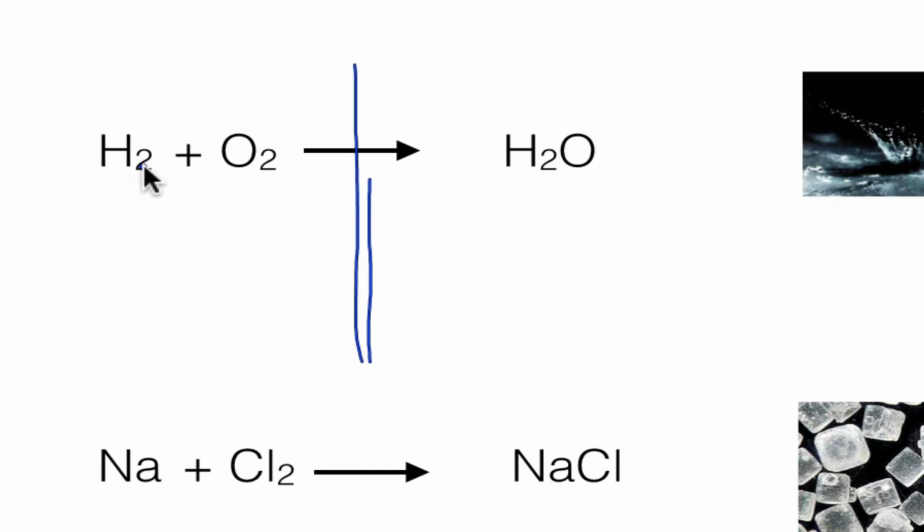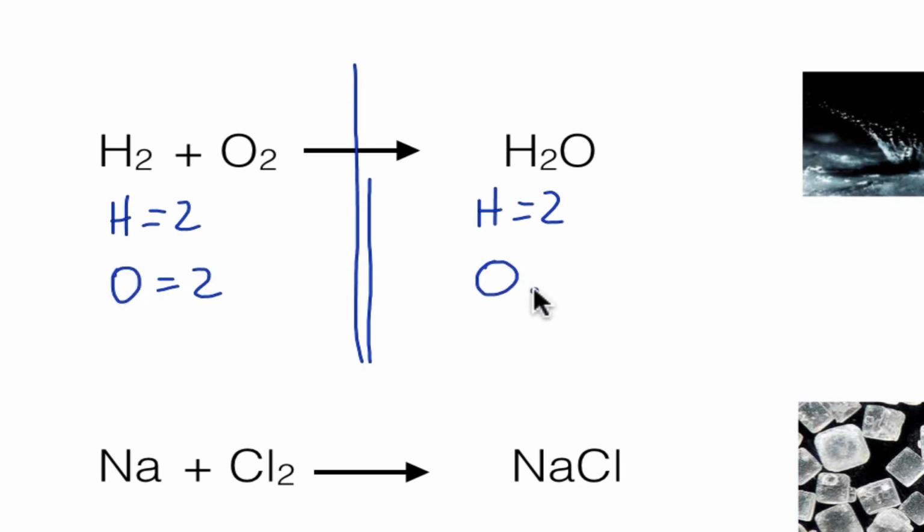Here we have 2 hydrogens, on this side we have 2 hydrogens, so those are balanced right now. So we can keep track of that. H equals 2 on this side, H equals 2 on this side. Oxygen on this side equals 2, oxygen on this side equals only 1. So we have no coefficients.